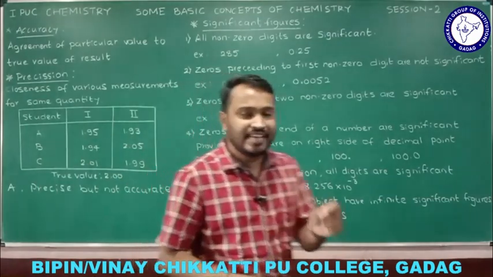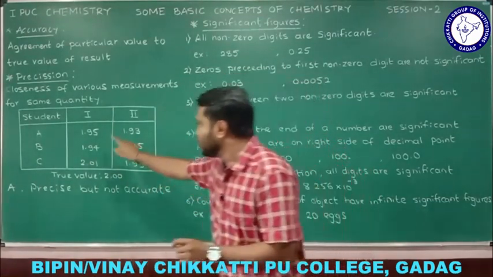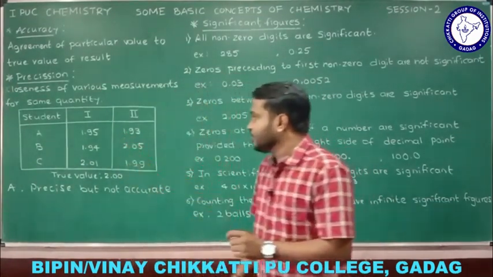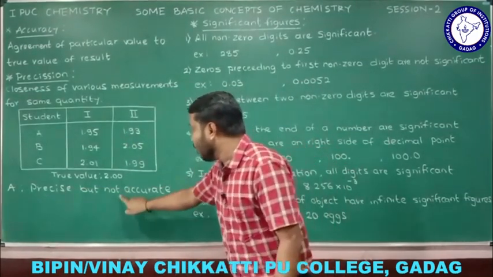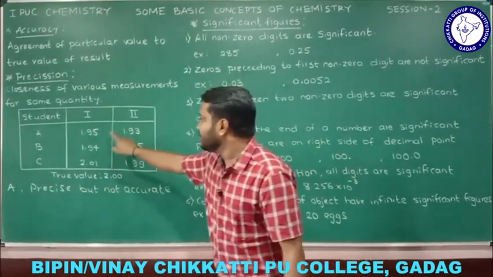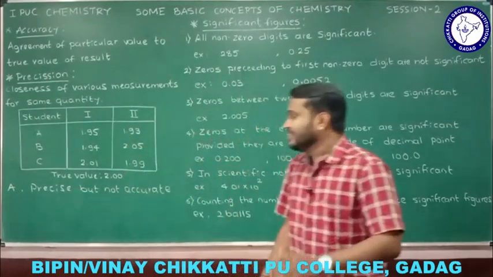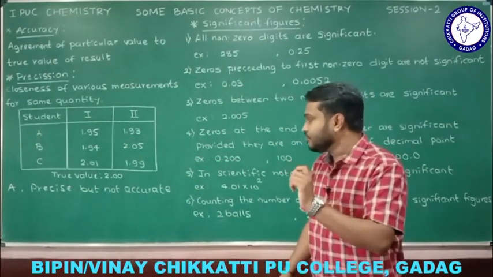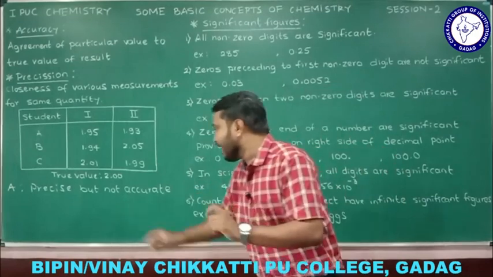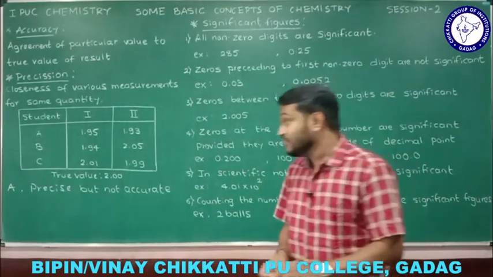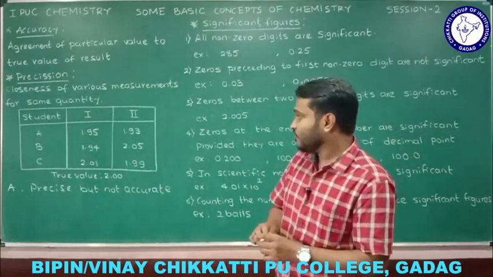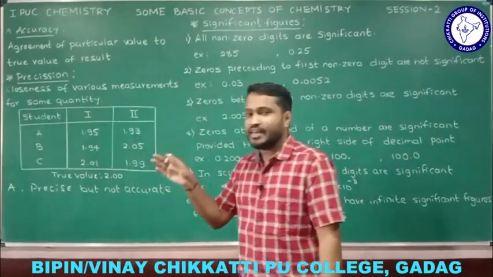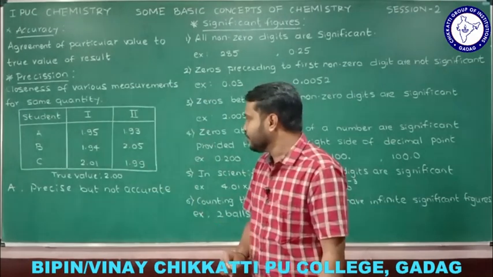And how did I say they are precise? Because the two readings are almost nearer to each other, therefore I said precise. And why have I written not accurate? Because when you compare the particular value with the true value, they are far away or not nearly equal to each other, therefore not accurate. So now we'll see what happens in case of student B. First we'll see what about the accuracy, and later we'll see what about the precision.